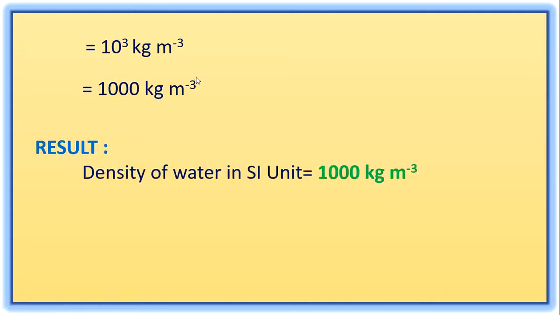So the result, the density of water in SI unit is 1000 kilogram meter minus 3. So in SI unit, the value for water is 1000 kilogram meter minus 3.